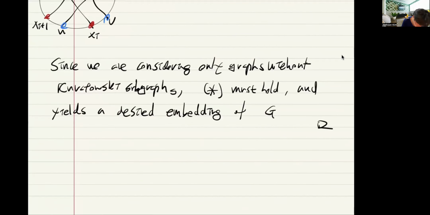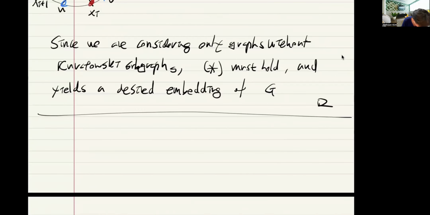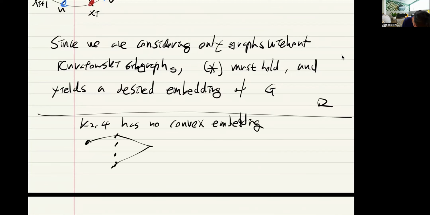And this theorem is tight in the sense that assuming three-connectedness is required. For example, if you have a K_{2,4}, as it's two-connected, it has no convex embedding. It's not difficult to actually check that no matter how you draw this, you will get one of the faces as not convex.